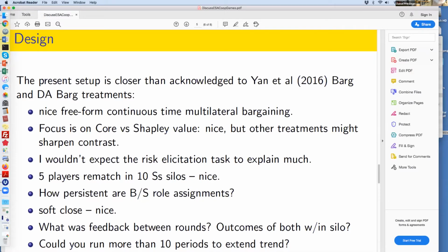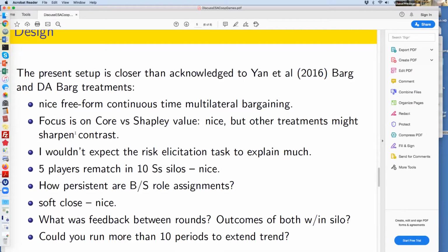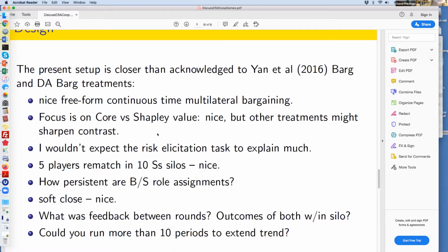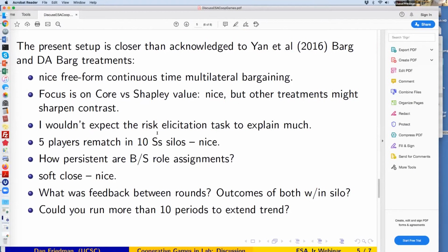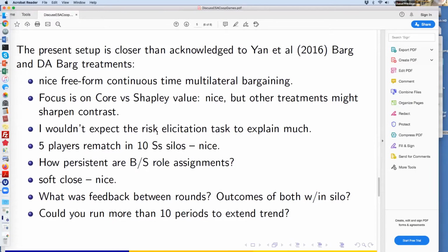The point is, what she does is, I think, a good general way to study these games: a nice free-form, continuous time, multilateral bargaining setup. Her focus is on core versus Shapley value. I think that's nice. But if that is the focus, there are other treatments that might sharpen the contrast between these predictions. She's got one pair of treatments, but might want to consider additional treatments that would bring out the contrast between these two. She includes a risk elicitation task. Didn't mention it, but I wouldn't expect it to explain much.